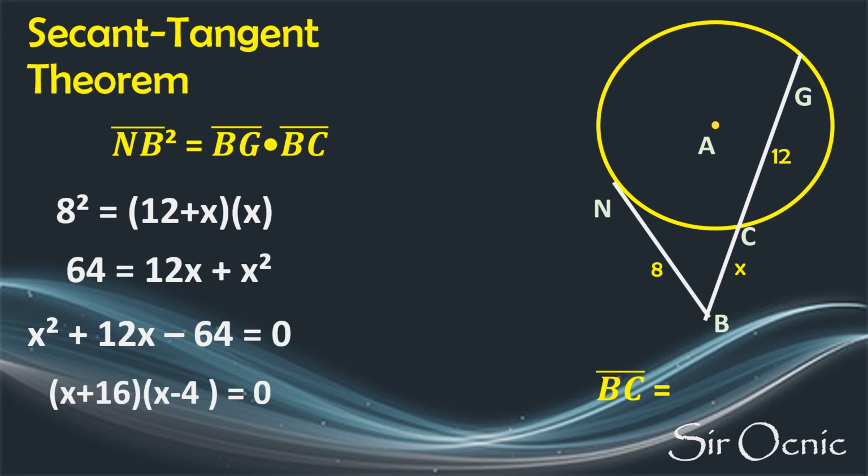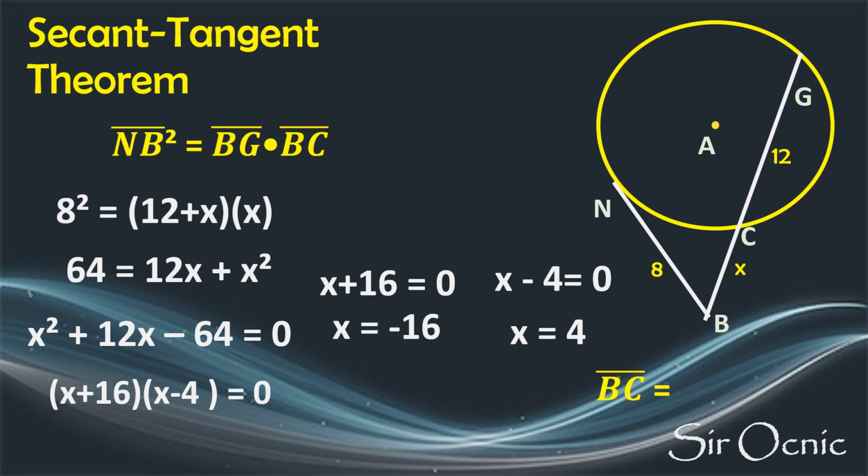Factoring the trinomial, we will have x plus 16 times the quantity x minus 4 is equal to 0. The factors of negative 64, whose sum is positive 12, are 16 and negative 4. Equating both factors to 0, that is x plus 16 equals 0, and x minus 4 is equal to 0, which concludes that the values of x are negative 16 and positive 4. We are going to reject negative 16, simply because there is no such thing as a negative 16 measurement, and we will accept positive 4. Therefore, the measure of segment BC is equal to 4 units.